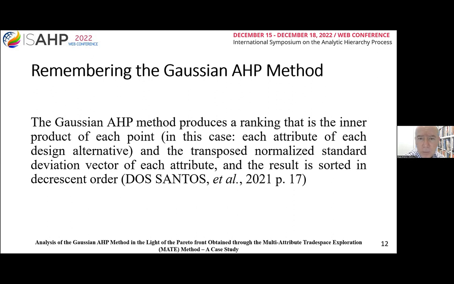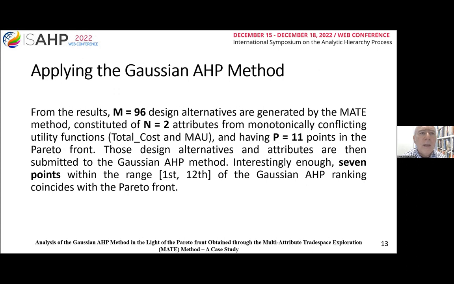You can use this technique with as many variables and as many attributes as you want. It's not the objective to enter into details about the Gaussian AHP method, but you can refer to the paper from Santos and Elia, which is referenced in our full paper, available on the web conference. After we generated the 96 design alternatives with the MATE method, we performed the study of those alternatives in the light of the AHP method.